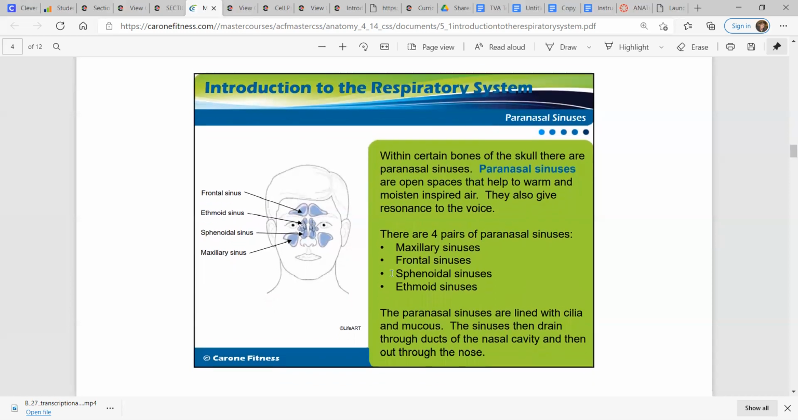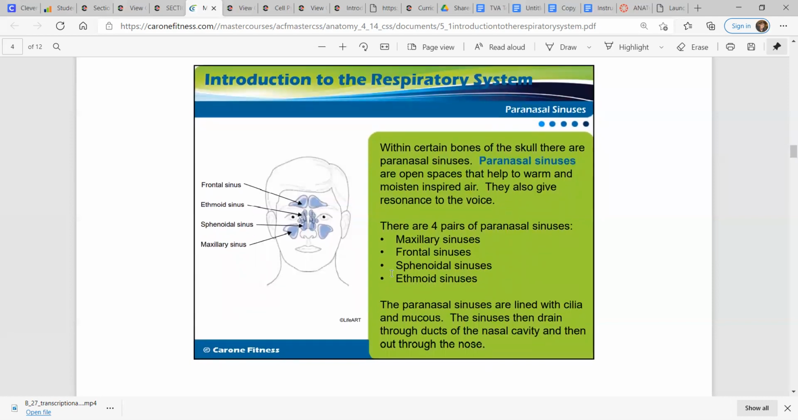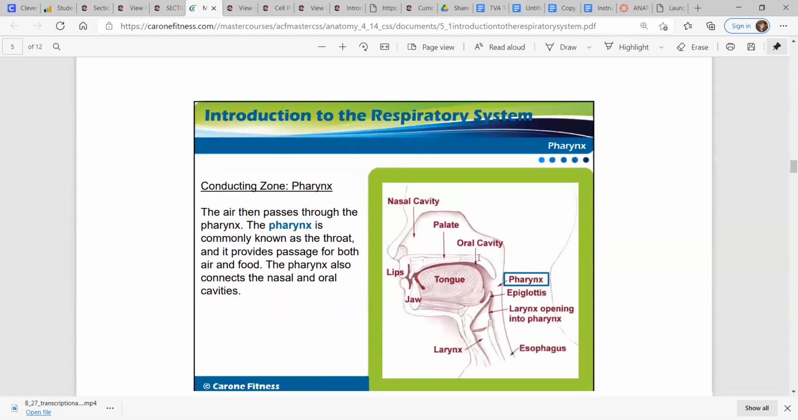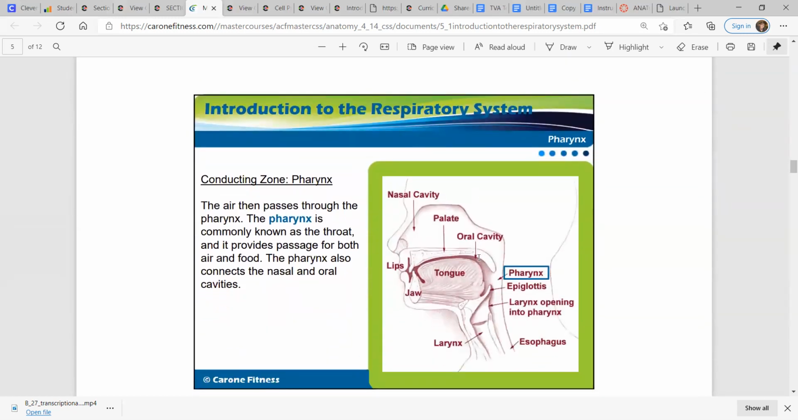The paranasal sinuses are lined with cilia and mucus. The sinuses then drain through ducts of the nasal cavity and then out through the nose. So fun stuff. So we looked at the nose. Next step is the pharynx in the conducting zone.